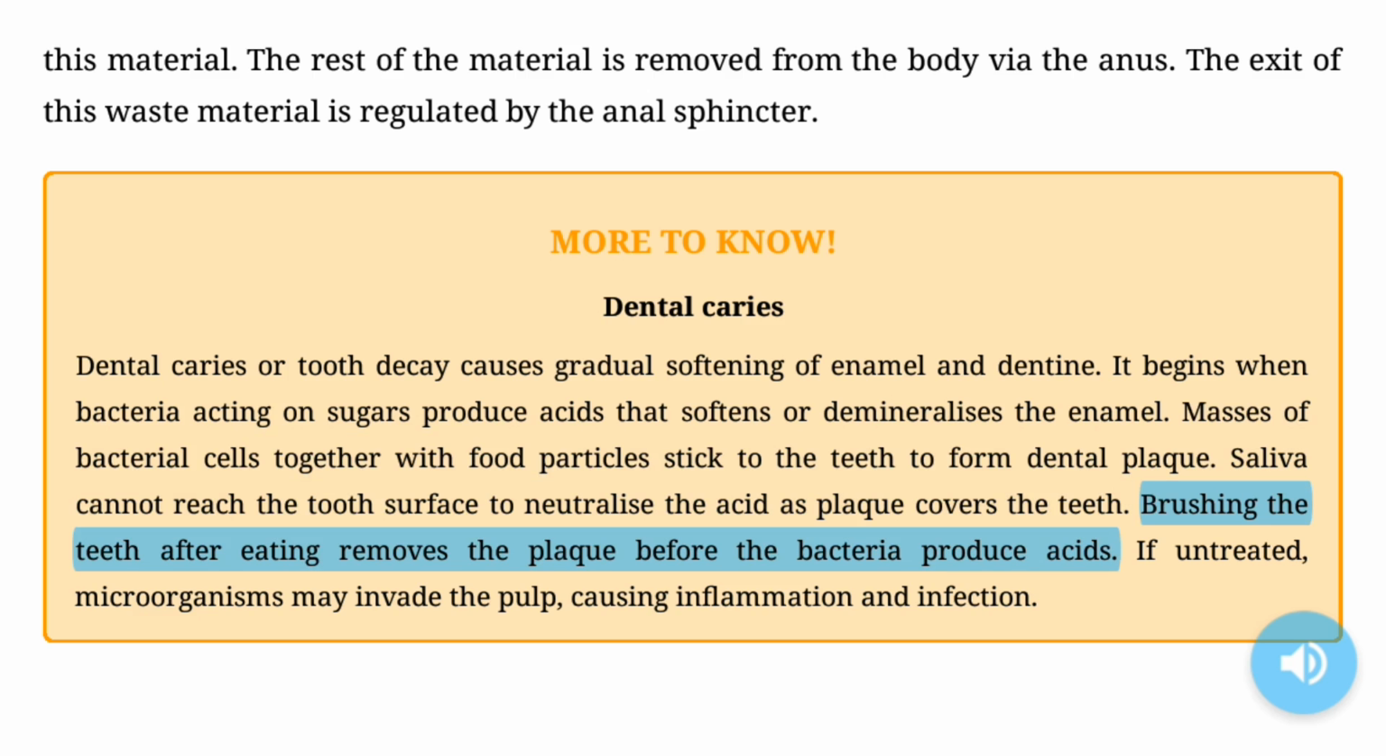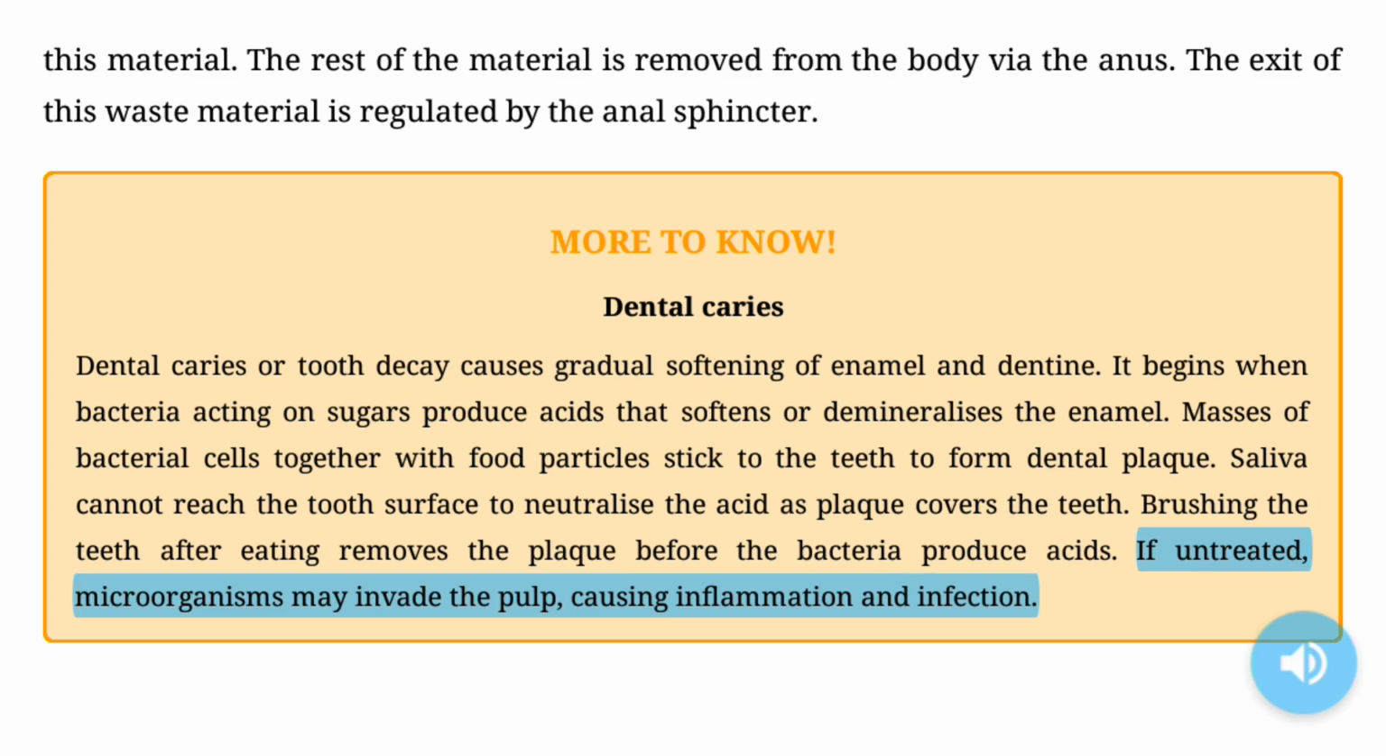Brushing the teeth after eating removes the plaque before the bacteria produce acids. If untreated, microorganisms may invade the pulp, causing inflammation and infection.